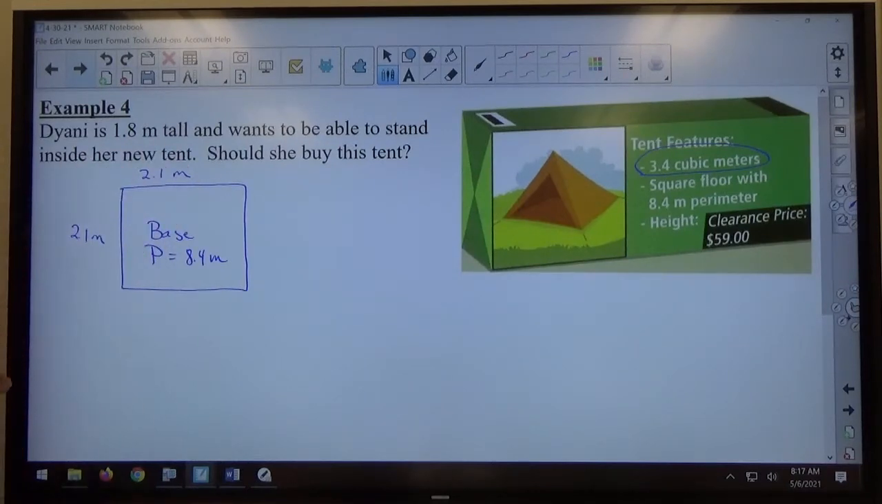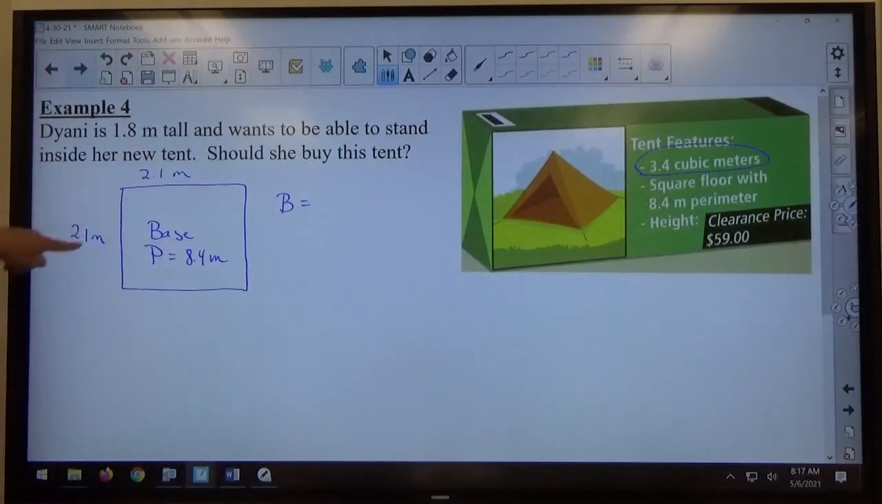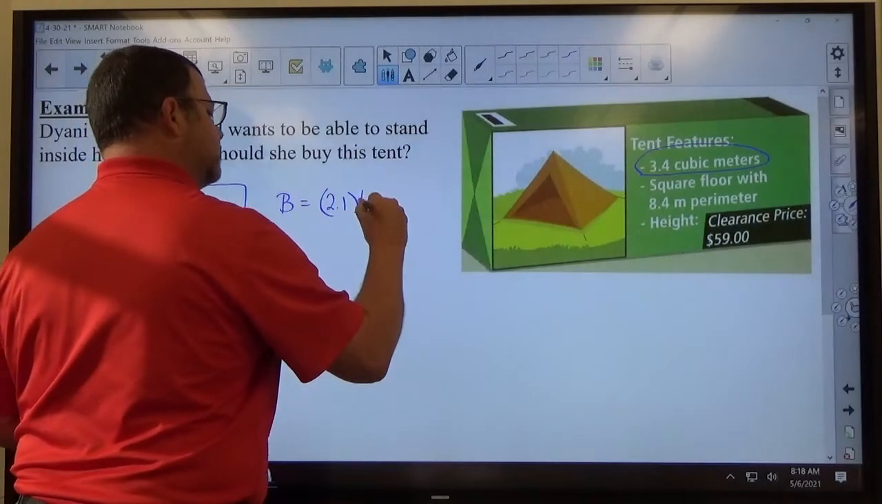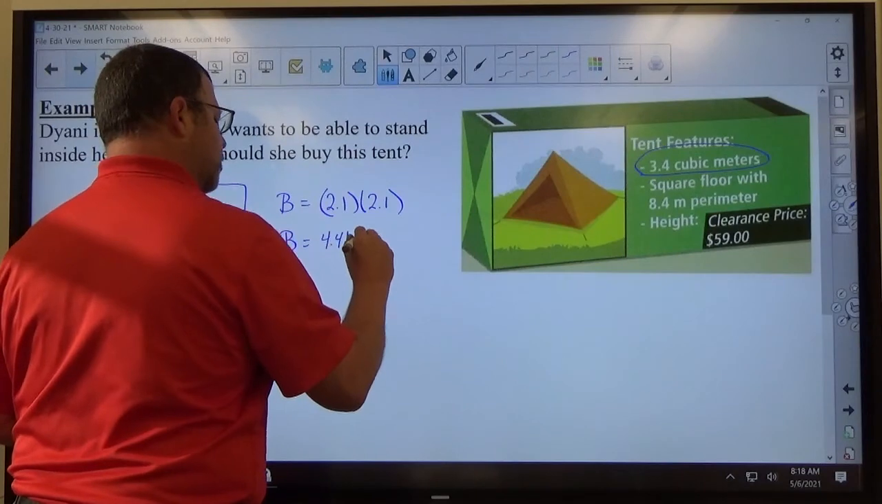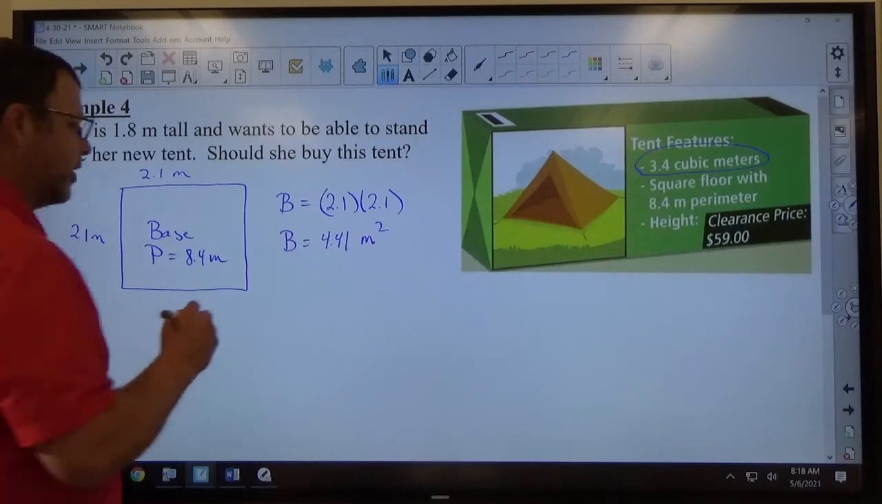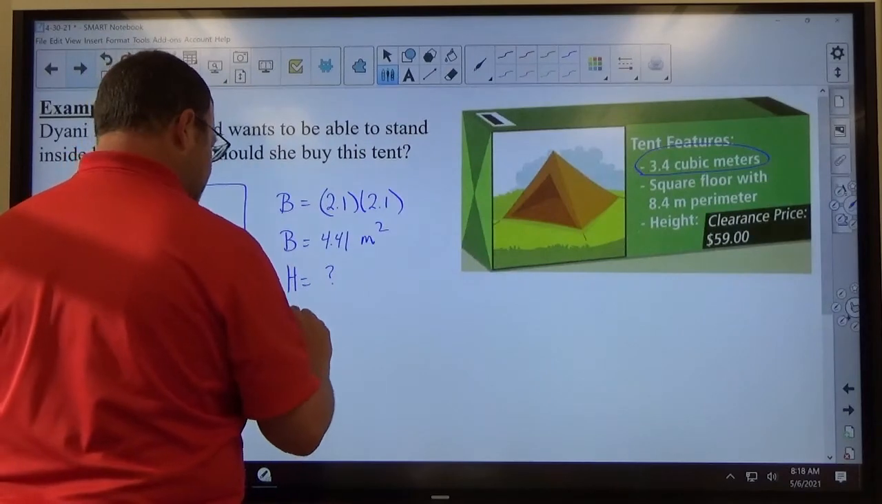All right. So what I know is the area of the base then would be the product of the base and height, or the side squared. Take your pick for square. So if I do 2.1 times 2.1, that comes up to 4.41 meters squared. Again, feel free to use a calculator if necessary. The height, obviously we don't know the height because it's covered up by the clearance price tag, so height equals question mark. But the volume of this tent is given.